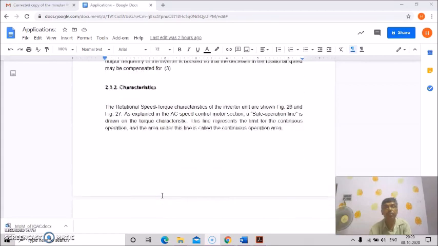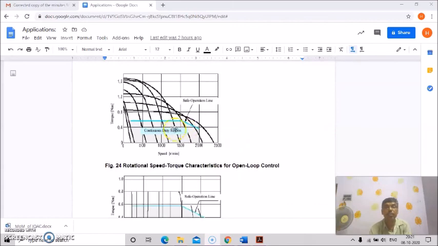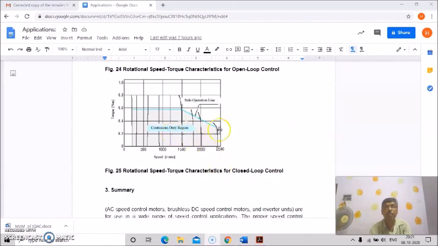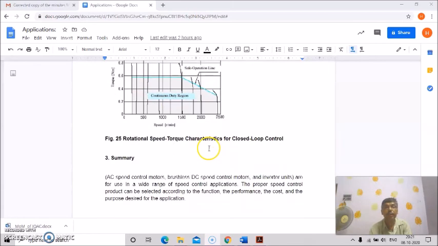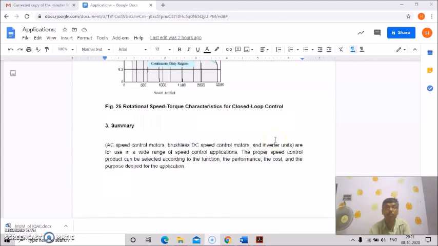The rotational speed torque characteristics of the inverter are shown here in these figures, and are explained in the AC motor speed control section. A safe operation line is drawn on the torque characteristics. This line represents the limit of the continuous operation, and the area under this line is called the continuous operation area. This is shown here, the safe line. And this is the rotational speed torque characteristics for the closed loop motor.